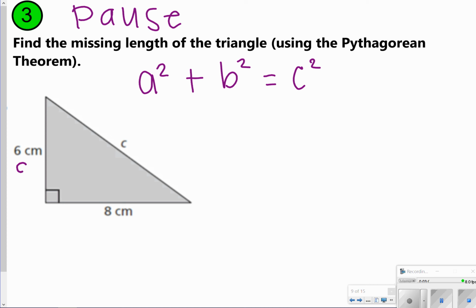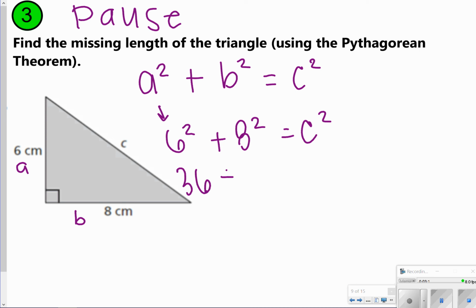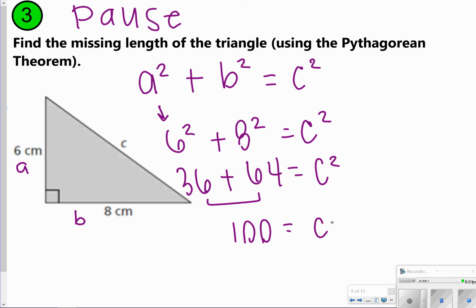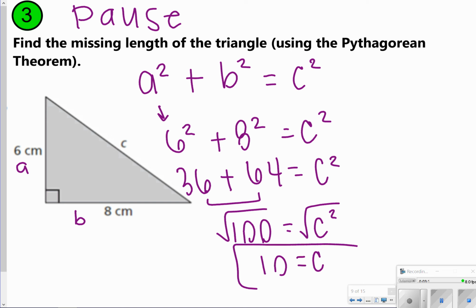Okay, so I said a was 6 and b was 8. So a squared is 6 squared, b squared is 8 squared, and c squared is a mystery. I know 6 squared is 36, that's 6 times 6. 8 squared is 8 times 8, which is 64. All that's equal to c squared. 36 plus 64 is 100, and 100 is equal to c squared. All I have to do now is just find the square root of each one. The square root of c squared is c, and the square root of 100 is 10. So my answer for number 3 is 10 centimeters.